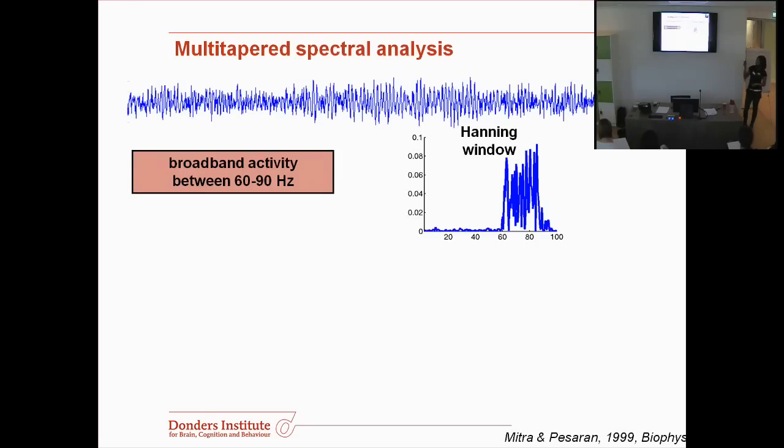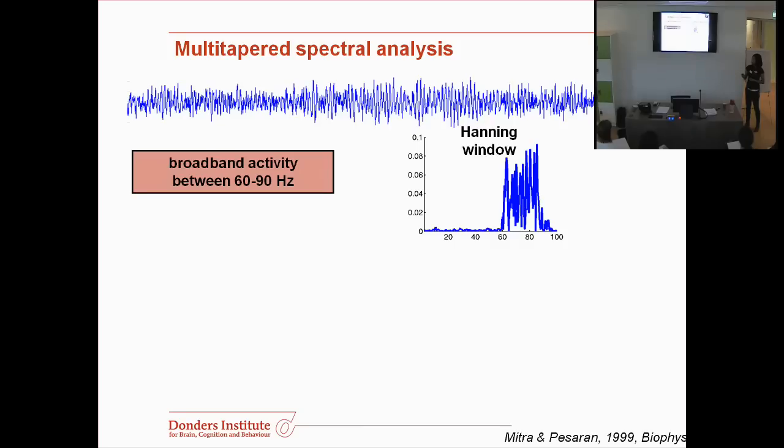So on the top here in blue, we have a simulated signal for 2 seconds. And we're going to bandpass it so that we get the signal to come out at 60 to 90 hertz. And we've used this only with a Hanning window, so this produced quite a spiky profile in the power spectrum.